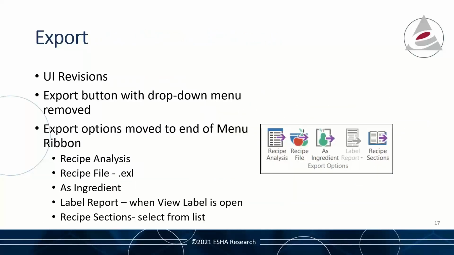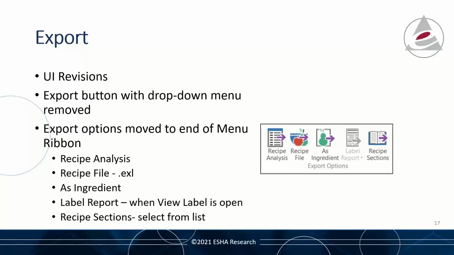And lastly, Genesis 11.11 provides a relocation of some of the export options. So this is showing the recipe view, and the export button with the drop-down menu was removed. The individual export options were moved to the end of the menu bar. So you'll now see individual buttons for exporting. And these include the recipe analysis, a recipe file in its EXL file format, which is the Escher file format, the recipe as an ingredient, exporting the label report, and recipe sections that you can select from a list.